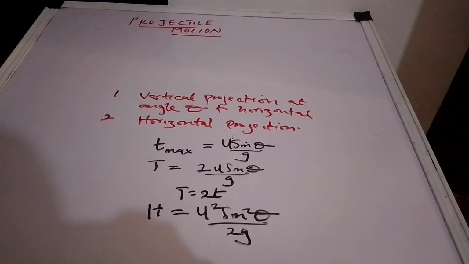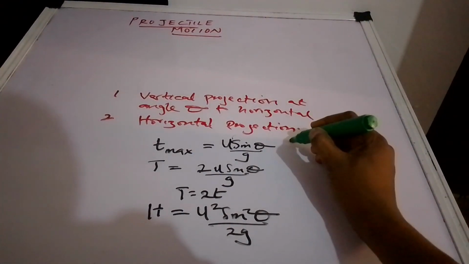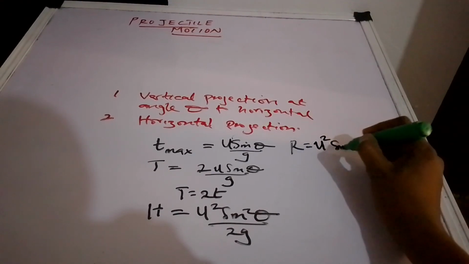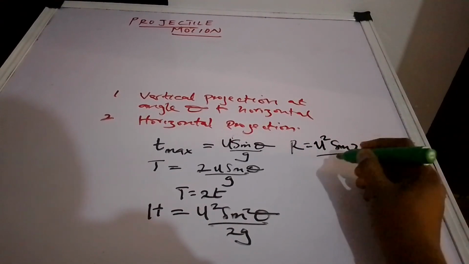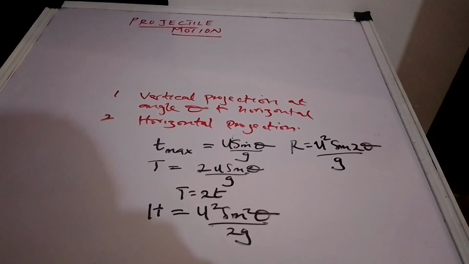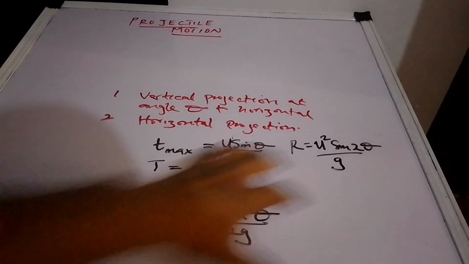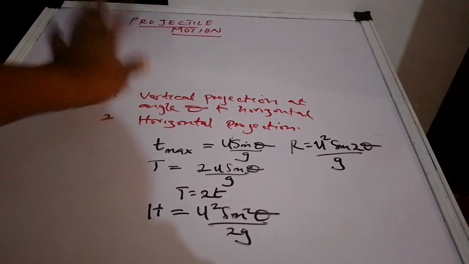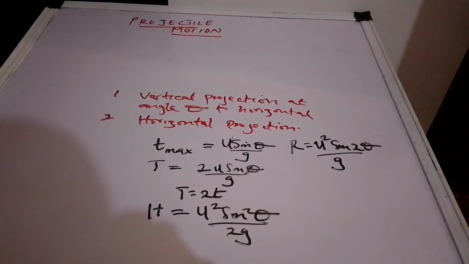That's our maximum height. And what's our range? Our range, which is horizontal distance, is U squared sine 2 theta over g. In previous classes, we have proven all these formulas, how we arrive at them. We said these three are vertical components, while the range is the horizontal component, and that's how we deduce the formula. Now all these four formulas I mentioned will be applied when it comes to vertical projection at angle theta to the horizontal.